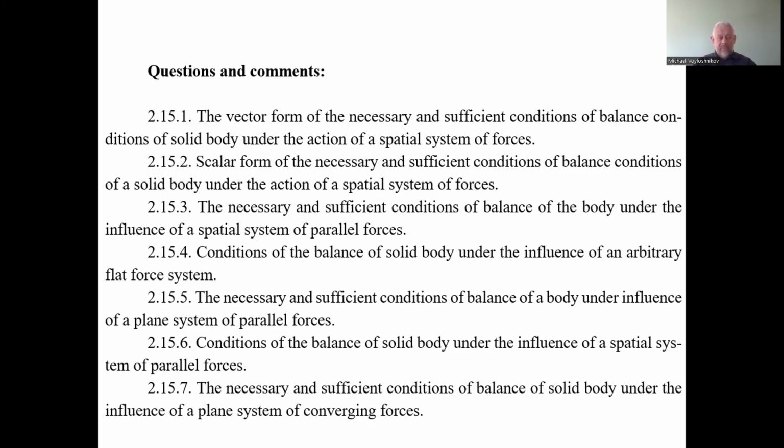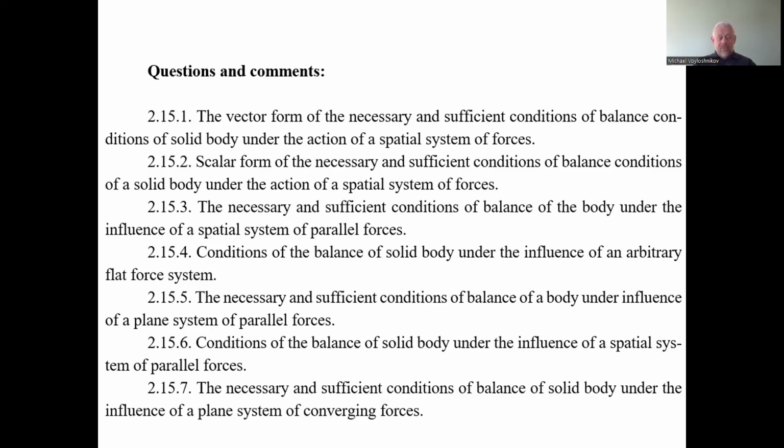2.15.5, the necessary and sufficient conditions of balance of a body under the influence of a plane system of parallel forces is that the total of the projections of forces on the parallel axis has to be equal to 0, and the rotating moment in the plane of the action of these forces has to be equal to 0, not considering the projections on the perpendicular axis, because these projections are zeros.